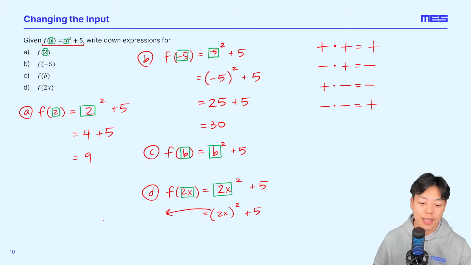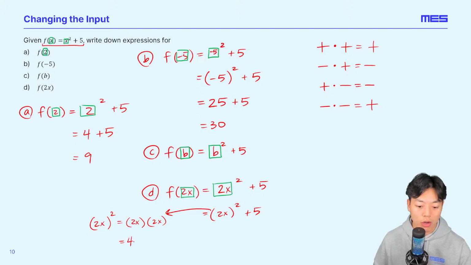Try rewriting it. If we have something squared, that's that thing times itself, right? So if we have 2x squared, we'll have 2x times 2x. Well, 2 times 2 is 4, and x times x can be rewritten as x squared. So don't try to memorize all those exponential properties when you're working with simple functions like this. Just rewrite it whenever you can. And we get 4x squared plus 5.